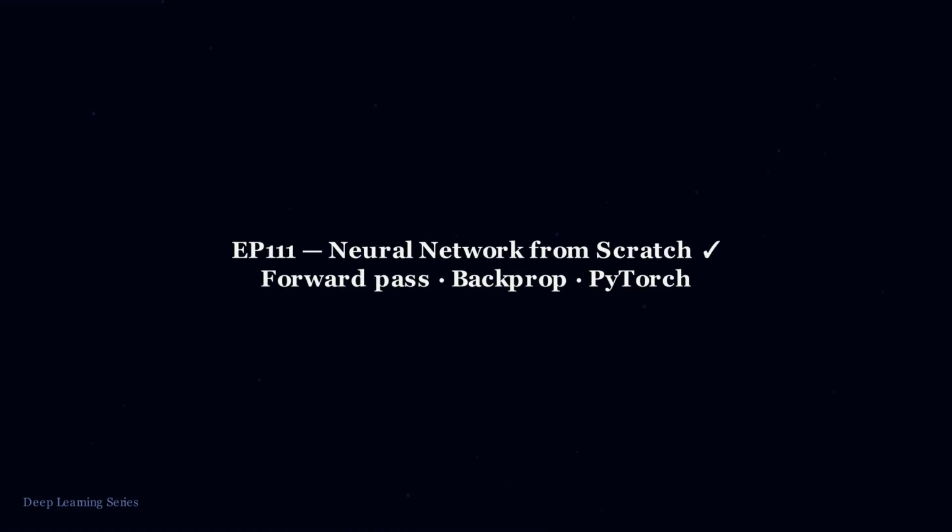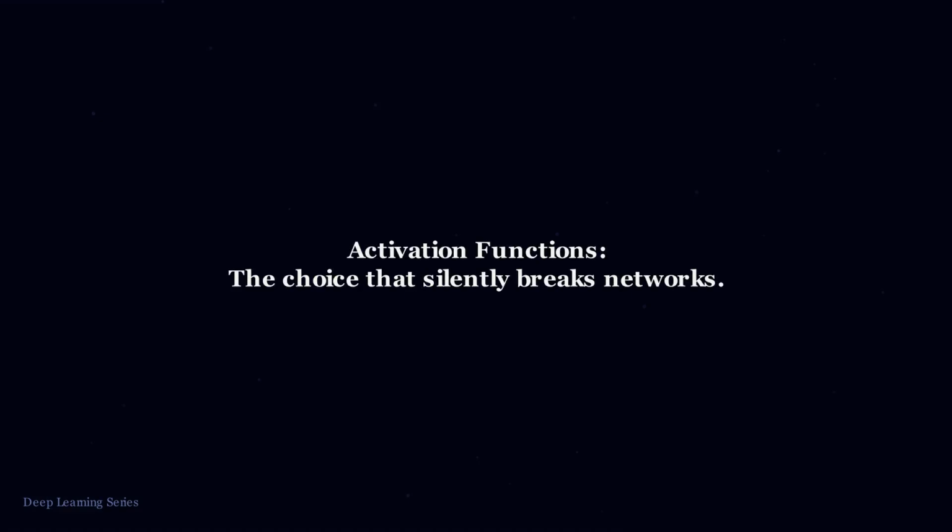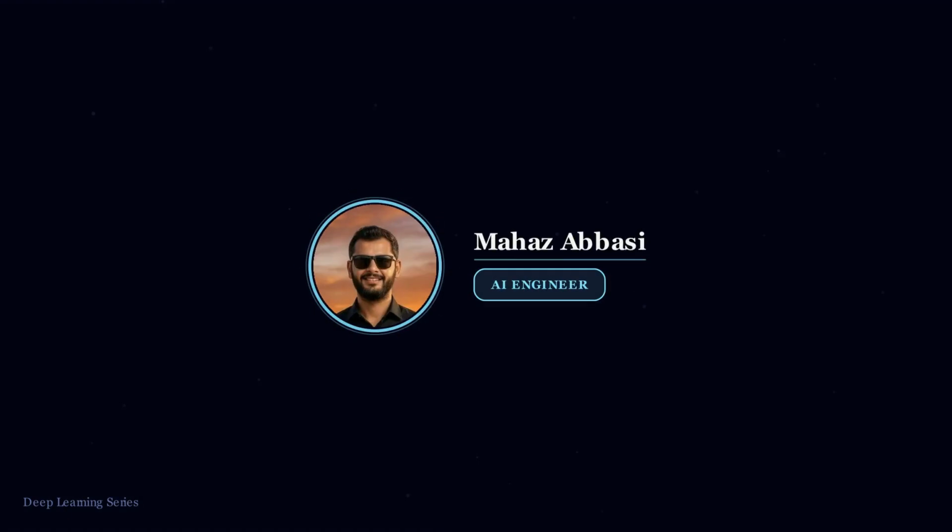Last episode, you built a neural network from scratch. Forward pass, backprop, PyTorch loop. Today, activation functions. The one choice most beginners skip, and it silently breaks their network.